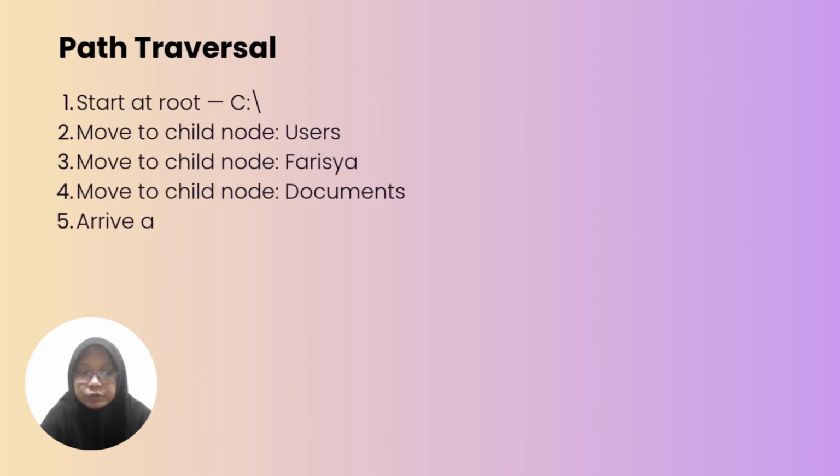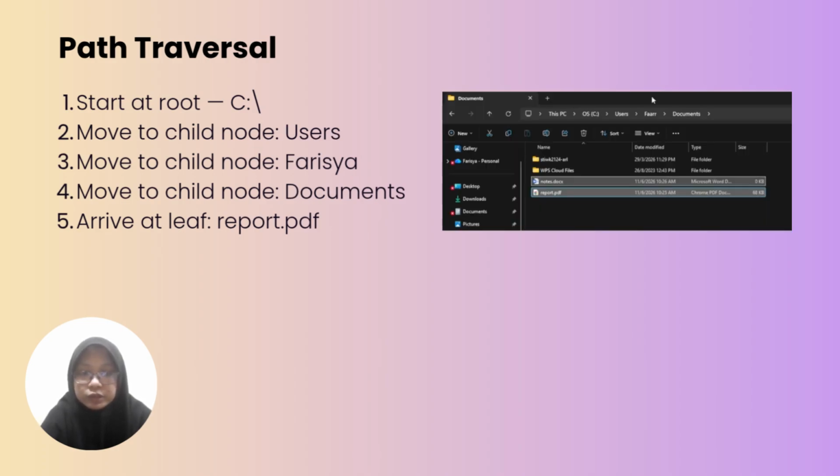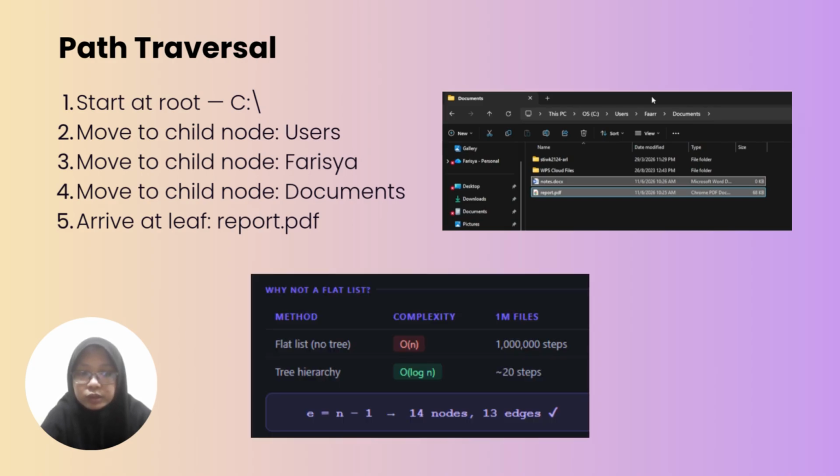This is exactly how the OS finds report.pdf. The first step is that we must begin at the root, which is C:\. The second step is we need to search within the root for a child named Users and then move into it. The third step is we need to search within Users for Farisha and move into it. The fourth step is we need to search for Documents, and in the last step we will find report.pdf in the folder. Now notice that at each step, the system only searches within the current folder, and it will ignore Windows, Program Files, and everything else.